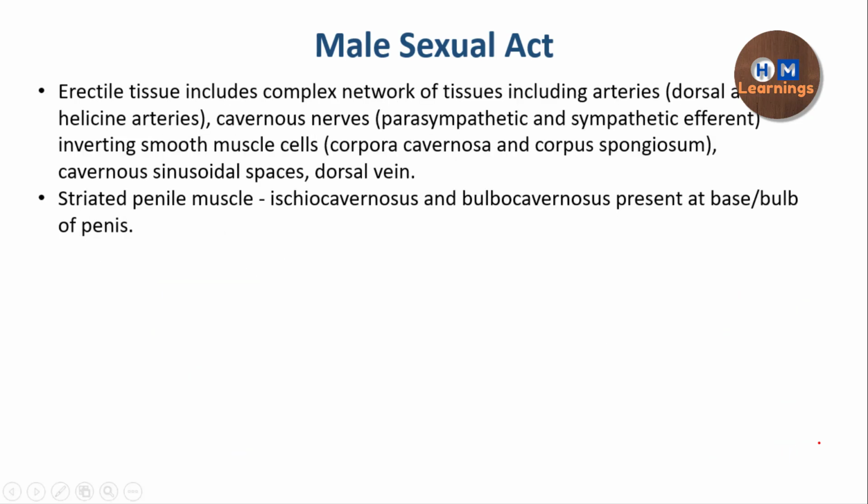So erectile tissue is a complex network of tissue which includes arteries, the dorsal artery and its branches, and the cavernosus nerves. There are nerves also which are supplying the smooth muscle cells. The smooth muscle cells are the corpora, the 2 corpora cavernosa and the corpus spongiosum, and the nerves supplying them are the cavernosus nerves, which contain the parasympathetic and sympathetic efferents. And there are sinusoidal spaces and the dorsal vein.